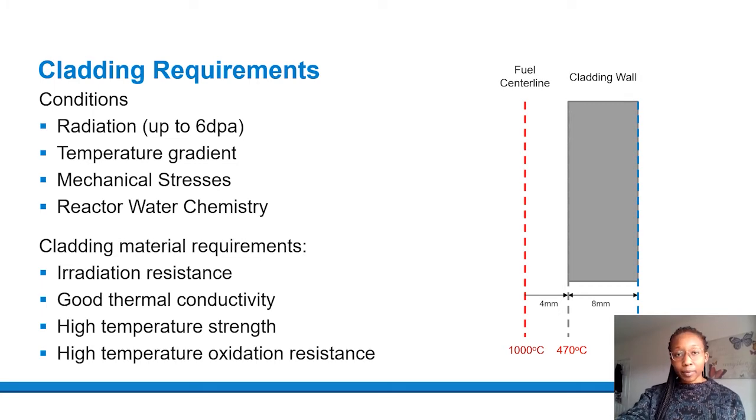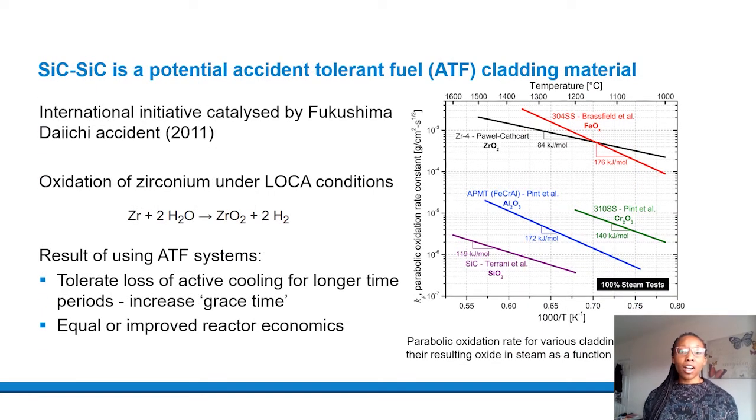high temperature steam. So why are silicon carbide composites being considered as a potential replacement material for the zirconium-based alloys which are currently used in commercial light water reactor claddings today?